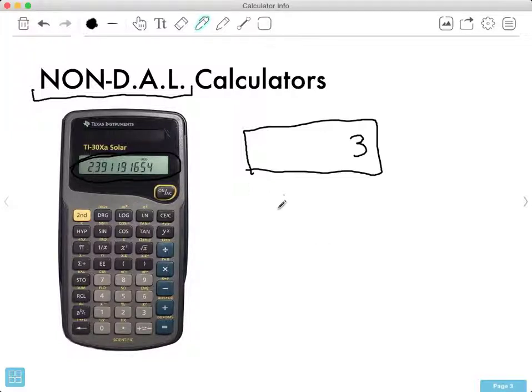You can get a non-DAL calculator for as little as about $2 from some of the bargain shops and dollar stores out there. The high end for a non-DAL calculator is about $15 to $20. I wouldn't, again, spend more than that, especially on a non-DAL calculator. I would recommend, however, spending more than the $2 on the calculator you get from the dollar store.